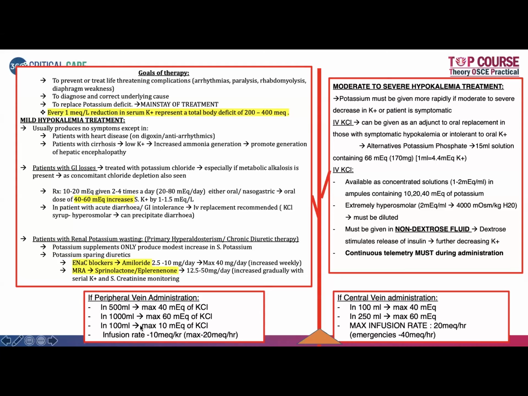So these are your dilutions, and the maximum rate of infusion through your peripheral line should not be more than 10, max 20 milliequivalents per hour. So 10 milliequivalents per hour is the recommended infusion rate, whereas through your central line 20 milliequivalents per hour, you can go up to a maximum of 40 milliequivalents in emergencies, and never dilute in dextrose-based solutions.